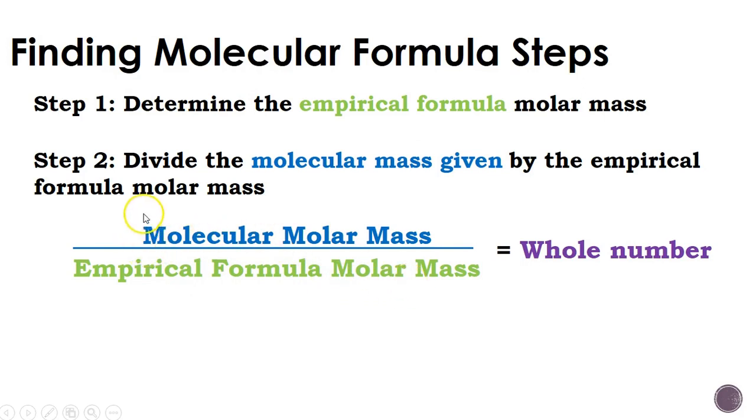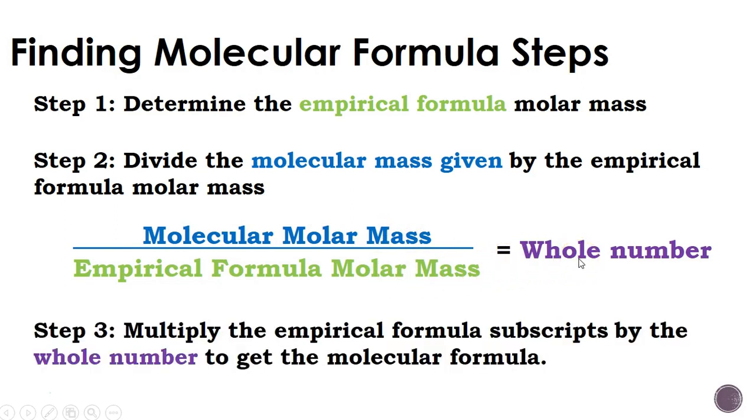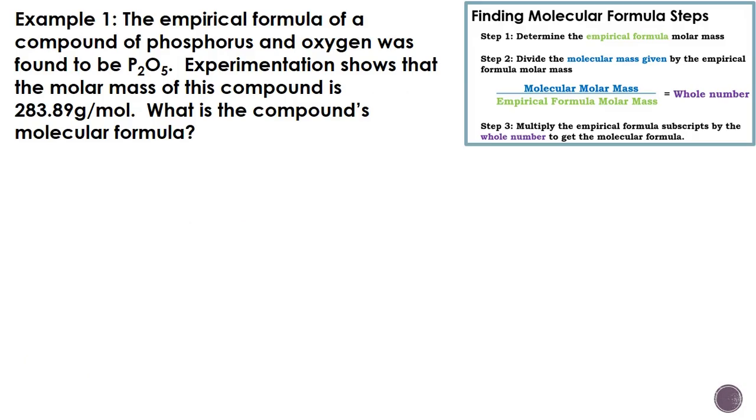One thing I like to do is remember the mnemonic ME, as in M-E. Therefore, I always know that the molecular molar mass always goes at the top and the empirical formula mass always goes at the bottom. When you divide them, you're going to get a whole number. Lastly, you're going to multiply the empirical formula by the whole number that you get from this division problem. You multiply each subscript by that whole number in order to finally get your molecular formula. Let's look at an example problem.